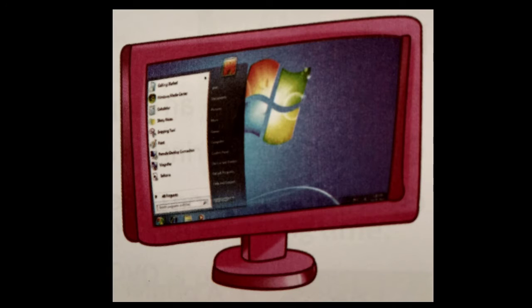Okay, now we talk about monitor. The monitor is a visual display unit that is similar to a television screen. It displays the work that you do on the computer in form of words and pictures. You can also watch movies and play games on the monitor. The monitor is an output device.